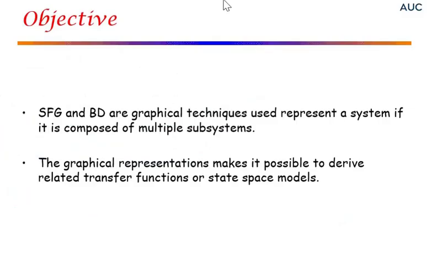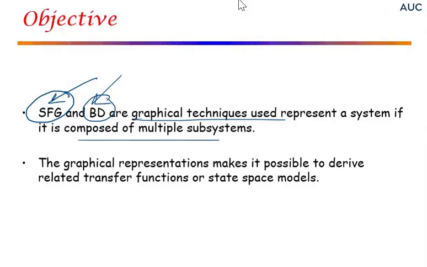Now, what is the objective? Again, the objective is to present the modeling equations graphically, either using the signal flow graph or using the block diagrams. So this is a way of representing the modeling equations graphically. And the ultimate goal of that is to find the transfer function or the state space models. Afterwards, of course, you can use that for either analysis or design.